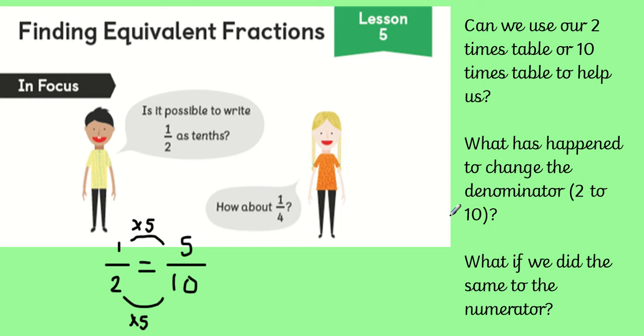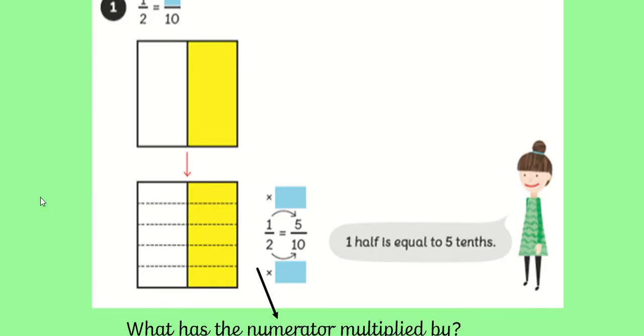Okay, what's happened to change our denominator, the bottom number? We had to times it by 5. What if we did the same to the numerator? Times it by 5. We get 5. So yes, it is possible to write 1/2 as tenths. It's 5 tenths. Let's see if they did it the same way.